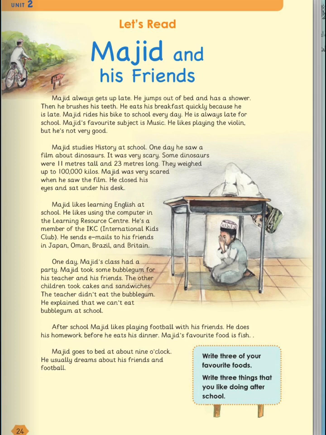After school, Majid likes playing football with his friends. He does his homework before he eats his dinner. Majid's favorite food is fish. Majid goes to bed at about 9 o'clock. He usually dreams about his friends and football.